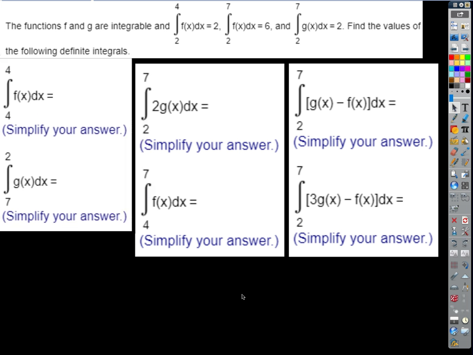Oh yeah, that's good. So what about this first one? Now notice that in a problem like this, there's no calculus to do. This is all purely conceptual, right? We don't know what f of x is. We don't know what g of x is. But we know that the area under f of x from 2 to 4 is 2. The area under f of x from 2 to 7 is 6. And the area under g of x from 2 to 7 is 2. Okay?